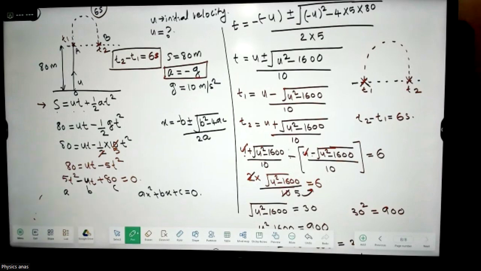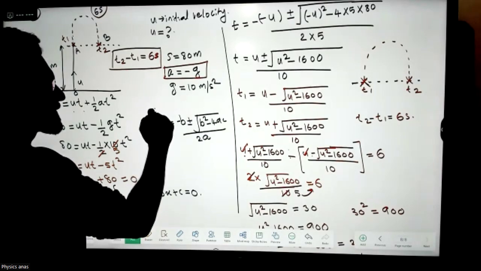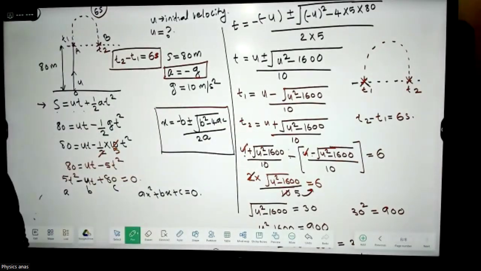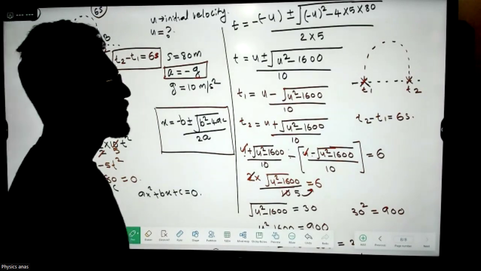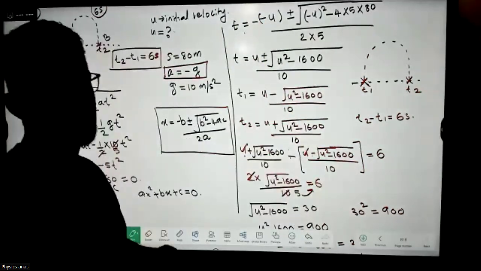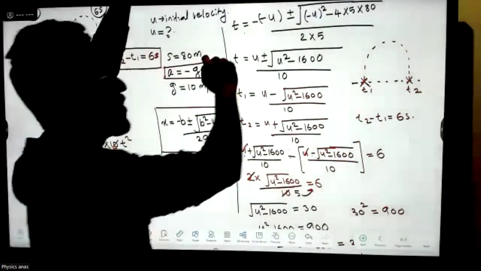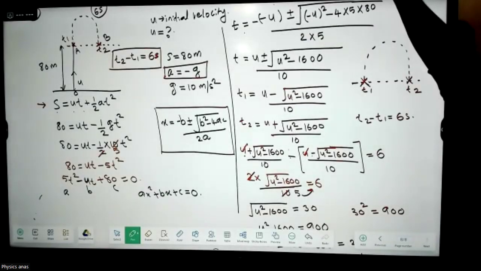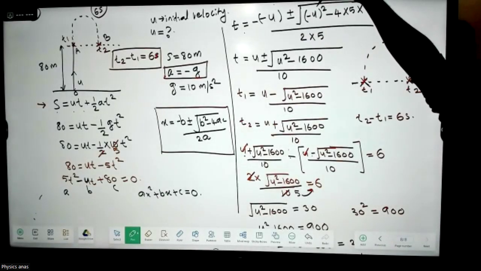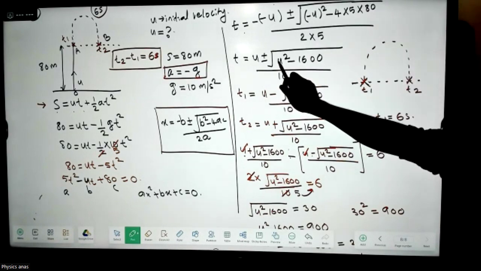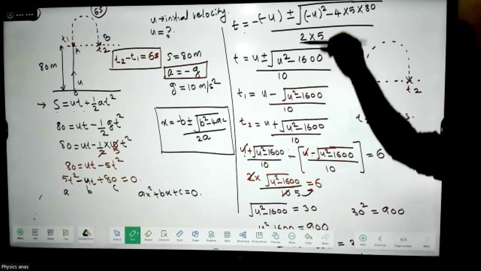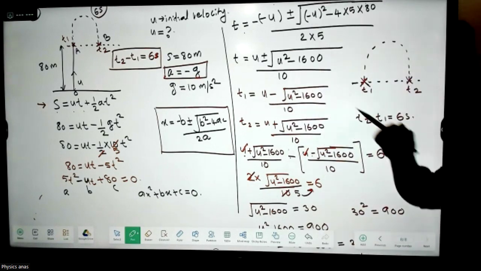That's your quadratic equation. You can solve it using the formula x is equal to minus b plus or minus root of b square minus 4ac divided by 2a. So our equation will be like this: t is equal to minus of minus u, that will become plus u, plus or minus root of b square, that's u square, minus 4ac, that's 1600, divided by 2a, that's 10.